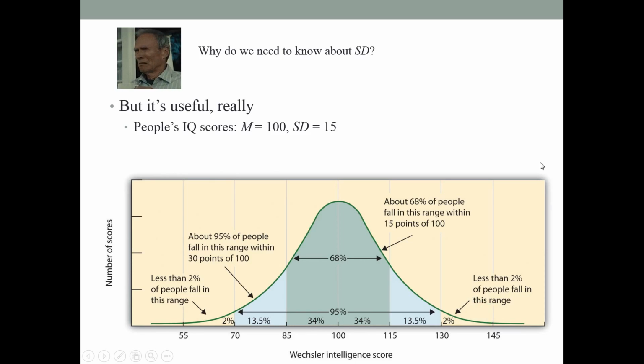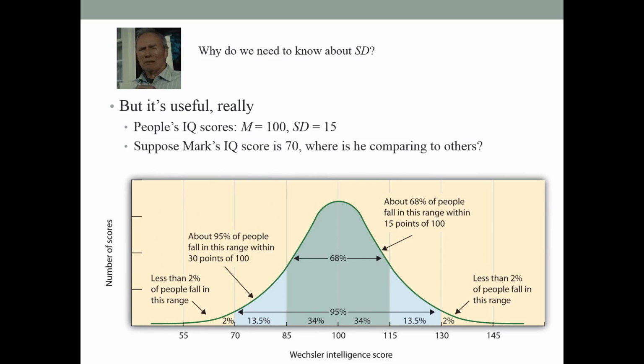Now, this is interesting enough for us to apply to a real life case. So, for example, suppose Mark is me, and my IQ is 70. So how do I compare to other people? First, let's look for 70. Oh, okay, it's right here. Now, how many standard deviations is 70 away from the mean? Let's calculate that. If that's 85, that's 1 standard deviation, and 85 to 70, that's 2 standard deviations. So this is 2 standard deviations below the mean.